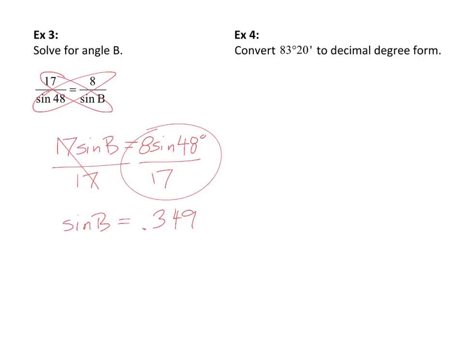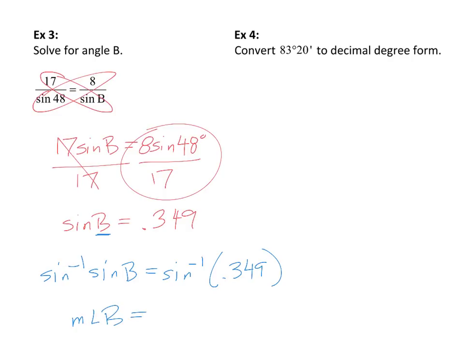Now, here's the key question. I need to isolate this angle B. How do you do that? Whenever you want to figure out an angle measurement, what do you use? Inverse trig functions. That's the whole purpose behind inverse trig functions, to obtain the angle measurement. So I get the measurement of angle B is equal to 20.43 degrees. Done with that.